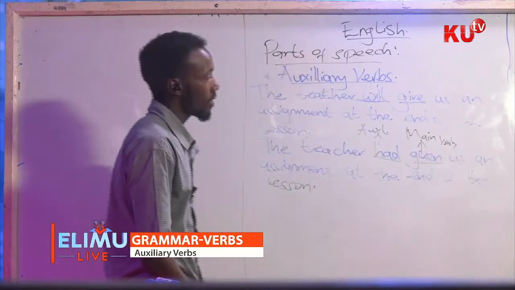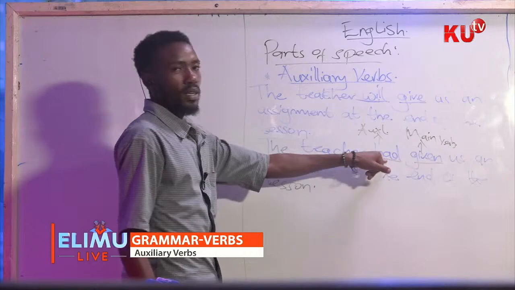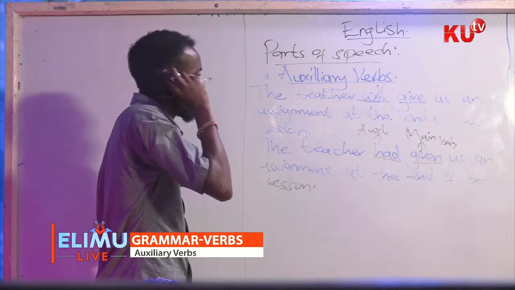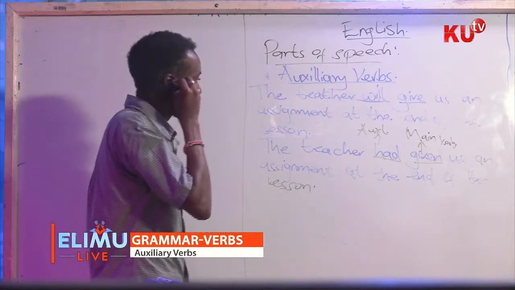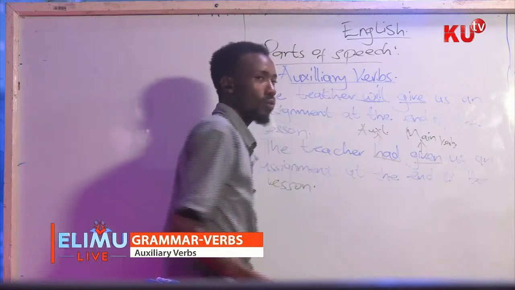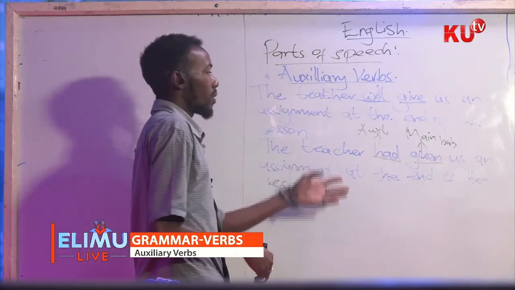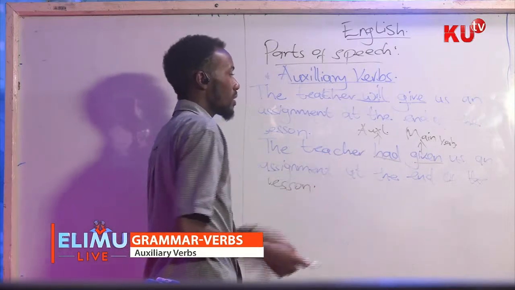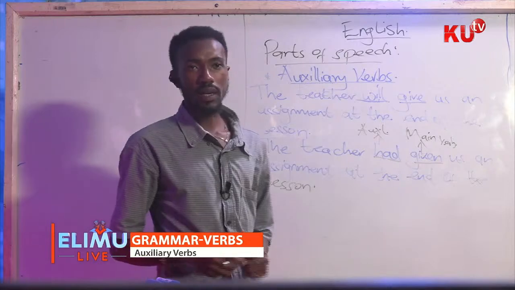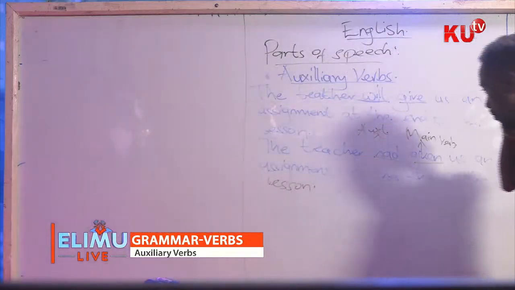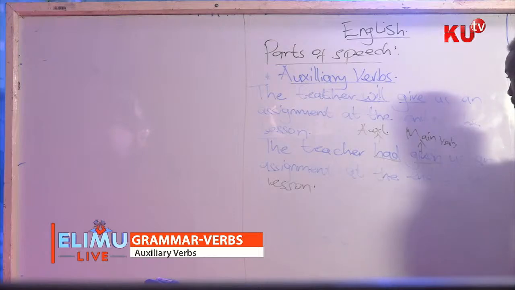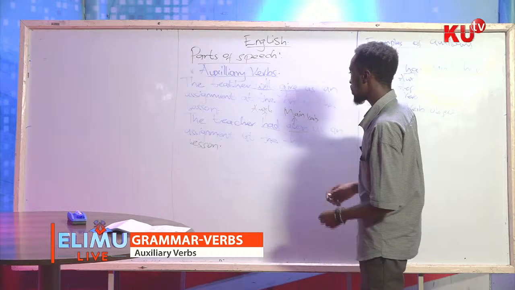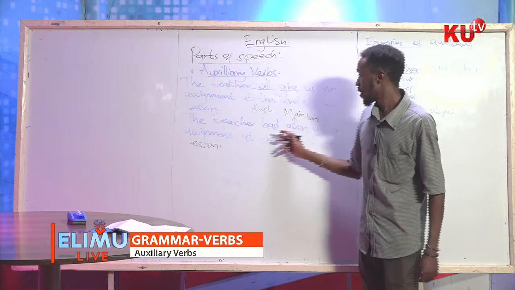So as you can see, this auxiliary verb actually determines the tense of the main verb, because it is helping the main verb convey whatever meaning you are trying to bring out in a sentence. So the teacher had given us an assignment. Had is the auxiliary verb that is used to help the main verb to identify the tense of that particular sentence.